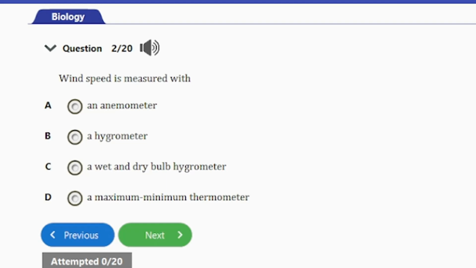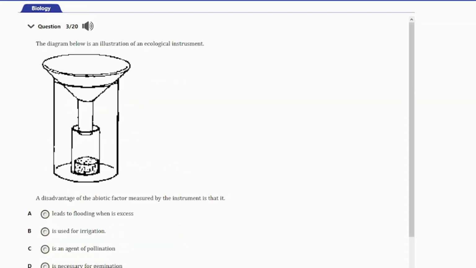It says, wind speed is measured with A, an anemometer, B, a hygrometer, C, a wet and dry bulb hygrometer, and D, a maximum minimum thermometer. The answer to this question is option A, an anemometer. Let's consider the next question, question number 3 here.